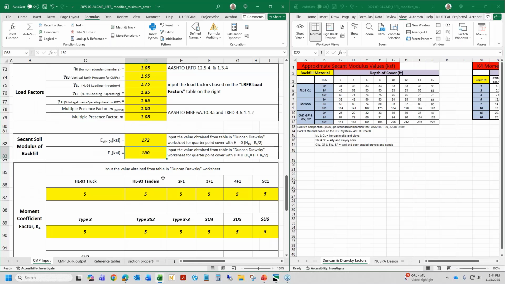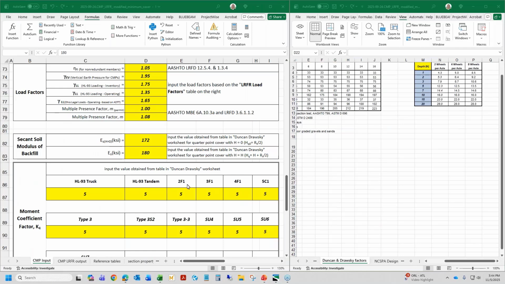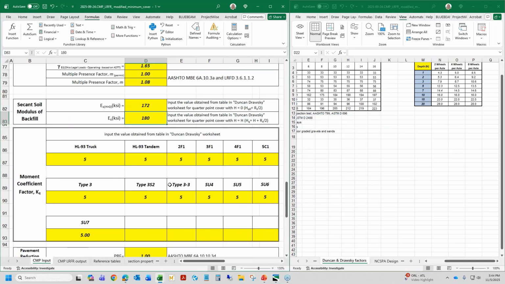Now, the next value is the moment coefficient factor K4. This is part of the Duncan-Drosky method again, and there is a table right next door that tells us what the values are for different axle configurations. In this case, we have about 1 foot of cover. And so we would look at 1 foot of cover, and we have 4 wheels per axle. And so we would say 5. And so we then put 5, and we put in 5 for each one of the different test loads that we have to look at.